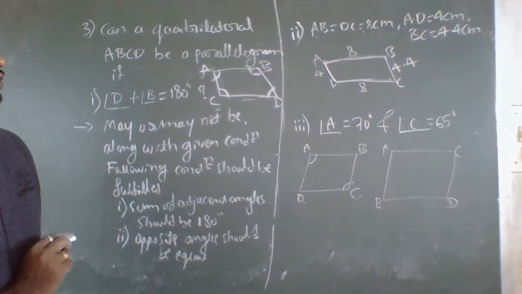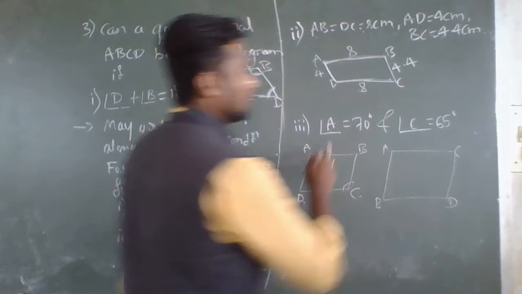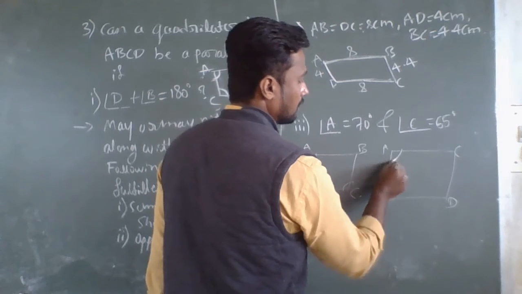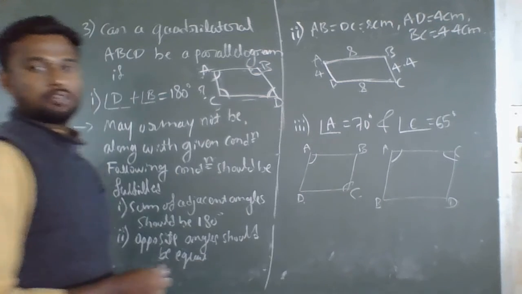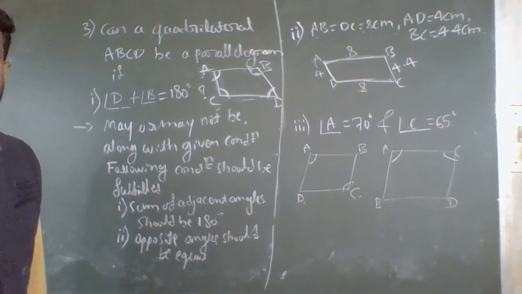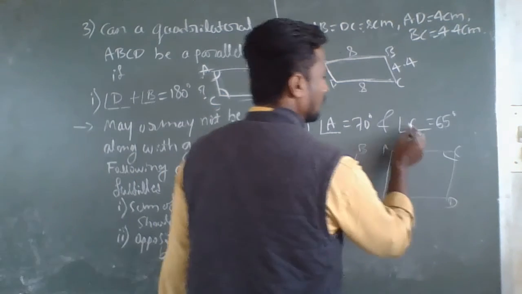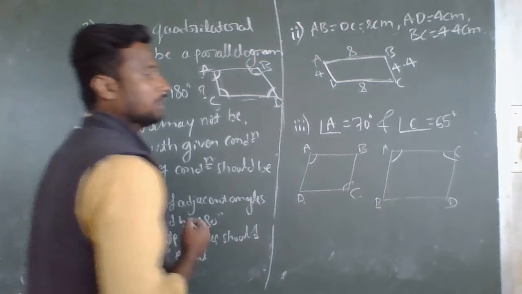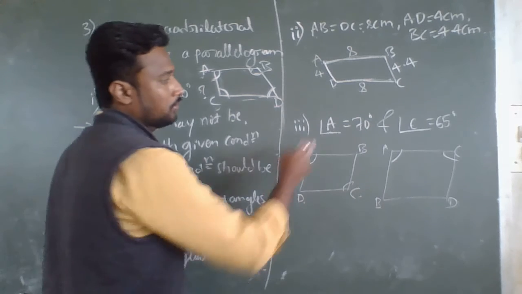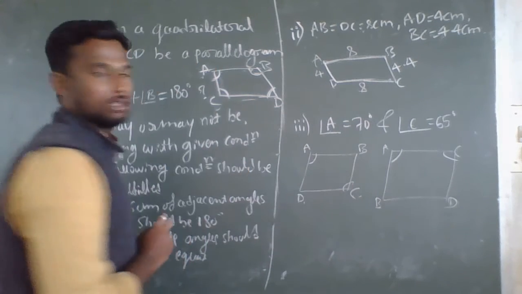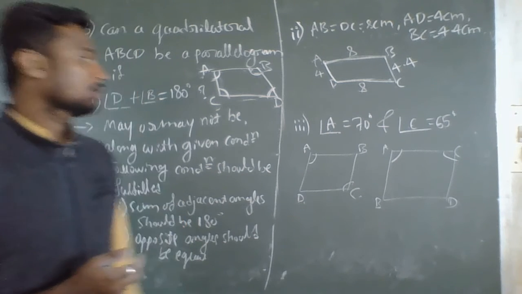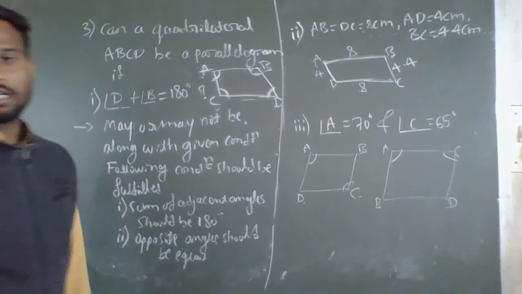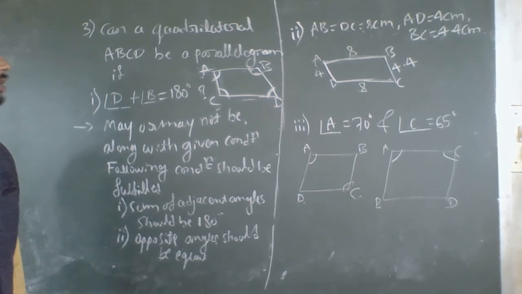Okay. Suppose, for example, these two angles, angle A and angle C, are adjacent angles. In a parallelogram, the sum of adjacent angles should always be equal to 180 degrees, meaning angle A plus angle C should be 180 degrees if these are adjacent angles. If you add 70 degrees plus 65 degrees, how much will you get? 135 degrees. So it is not equal to 180 degrees. So this is also not a parallelogram. Okay. So now I will move to the next one, the fourth question.